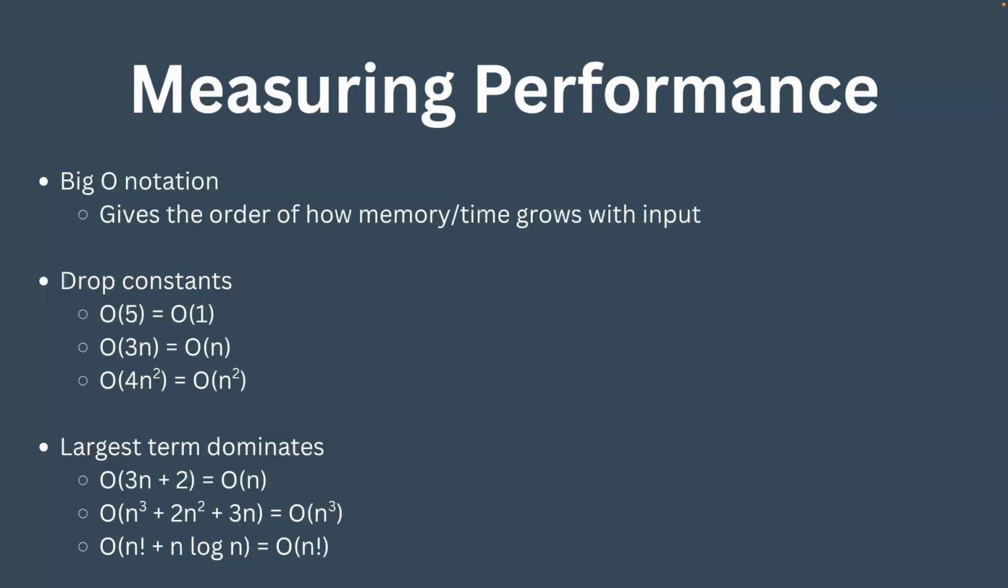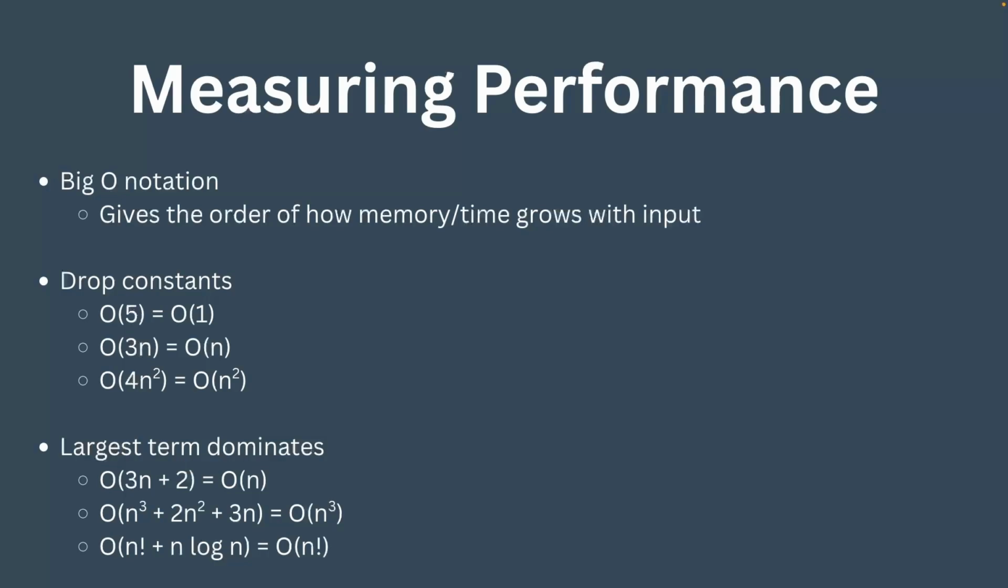And so the way we measure performance and figure that out in computer science is something called big O notation, which you might have heard of. You'll learn much more about it in second year usually. But it basically tells you how fast something scales with the input. So I said it gives the order of how memory or time grows with the input. Usually time is the big deal, memory is not a very important factor. So it'll generally be referred to as time complexity, you might have heard.